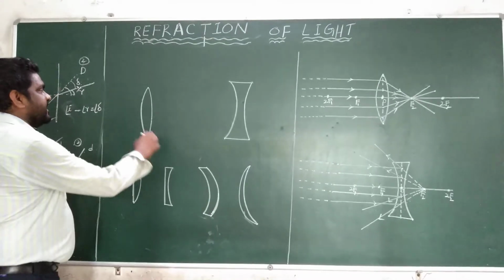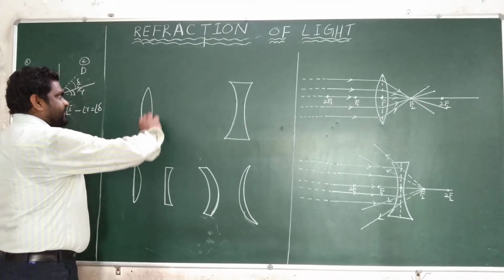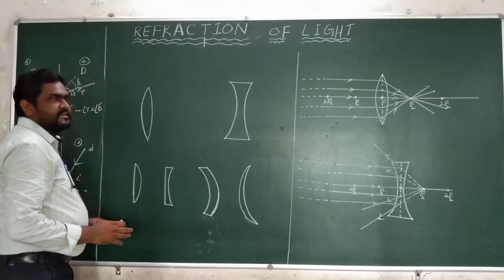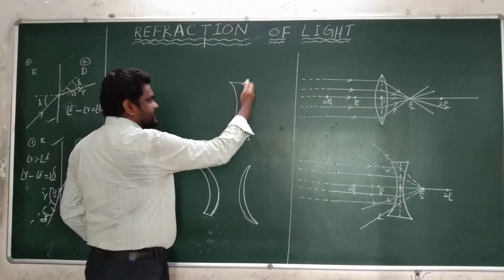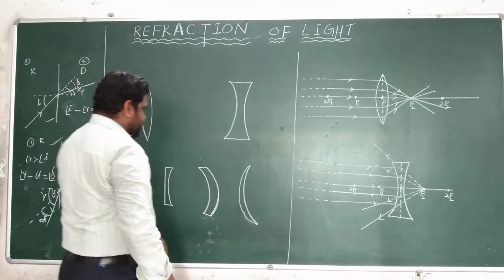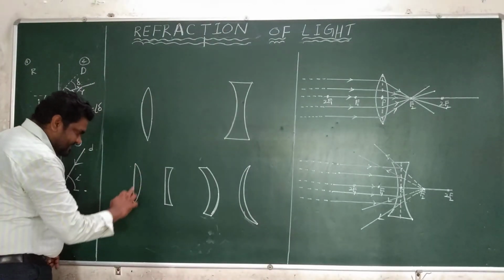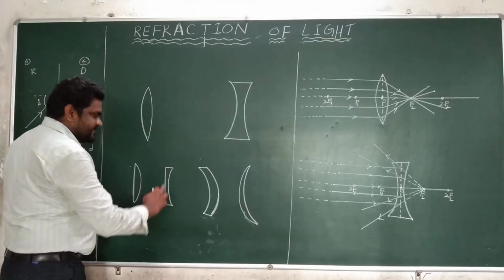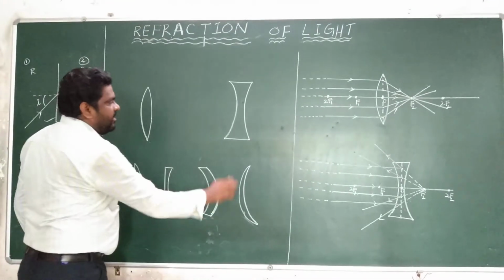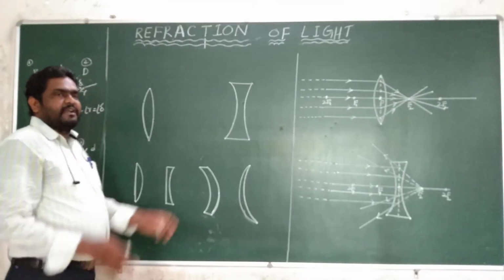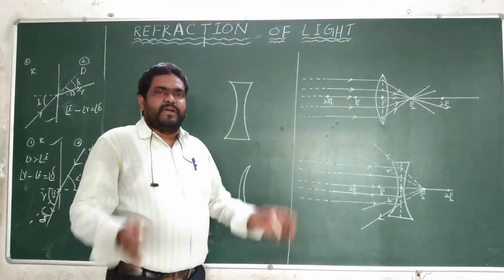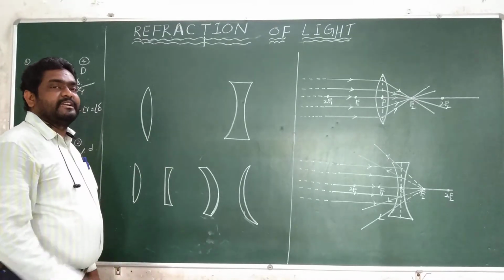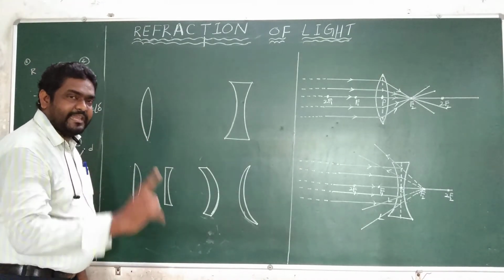For example here, this is a refracting surface, this is a refracting surface. These two are bound together. In all of these, two refracting surfaces are bound together to form the lens. But in that lens, at least one surface is spherical.